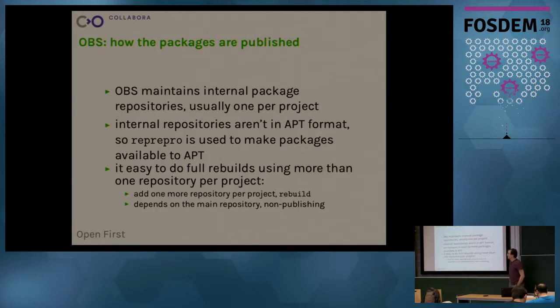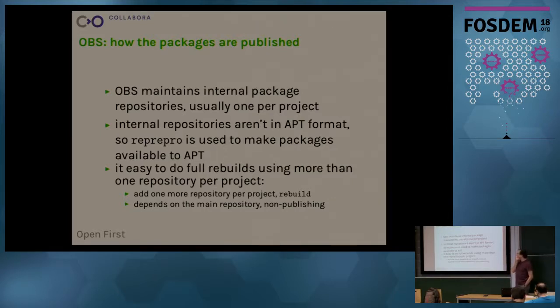So when packages get built, they are published in internal repositories in OBS, which are not in apt format, but they are used by OBS itself to build other things, basically. So when your package is dependent on something else, OBS internally fetches the dev package and pre-installs it in the chroot. But for apt, we use reprepro, which takes packages from OBS internal repositories and publishes them in a format apt can understand.